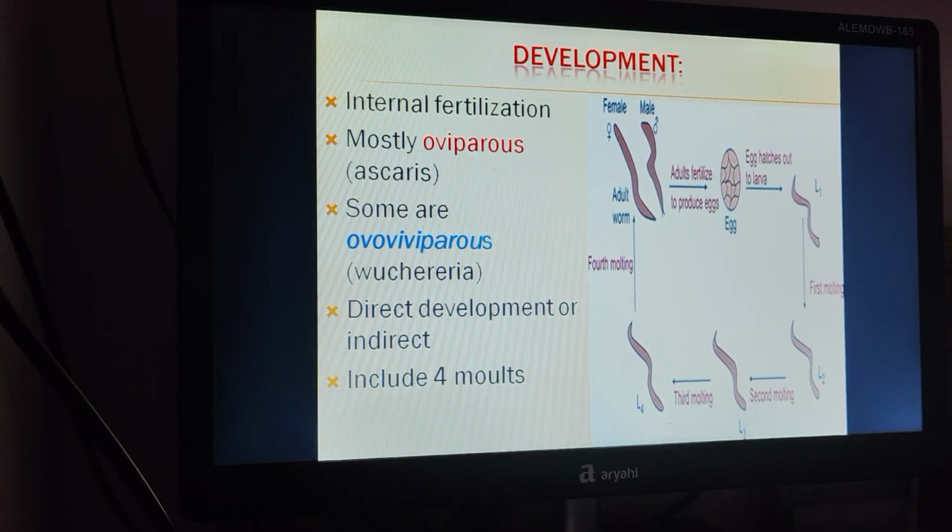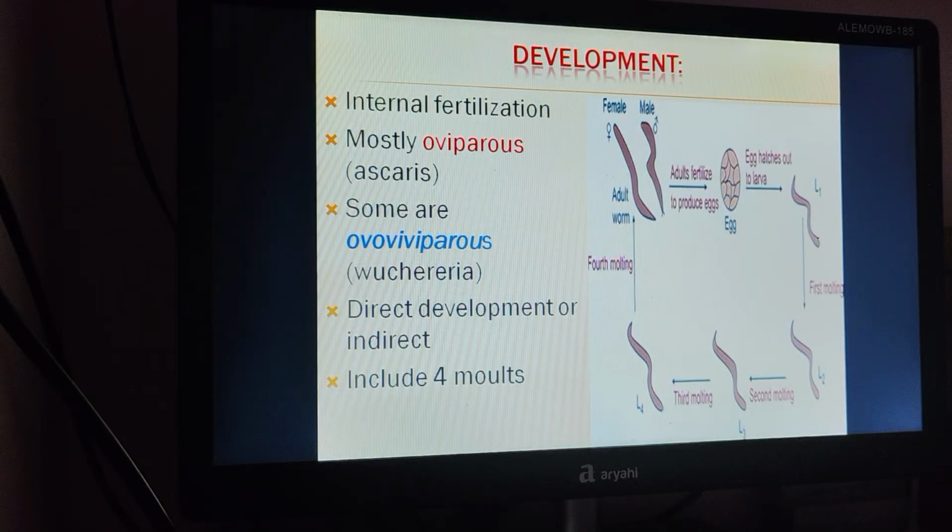So up to now we know oviparous animals and viviparous animals. Oviparous animals give birth to their young ones by laying eggs. Viviparous animals give birth to their young ones by giving direct birth. But this is the third condition, where they lay eggs, the eggs are formed in the body, these eggs develop into larval form, and this larval form is given birth.